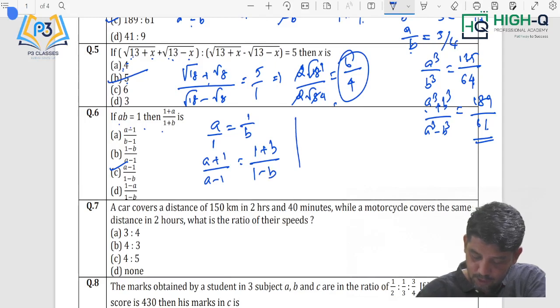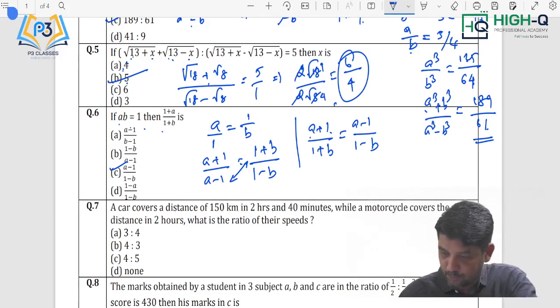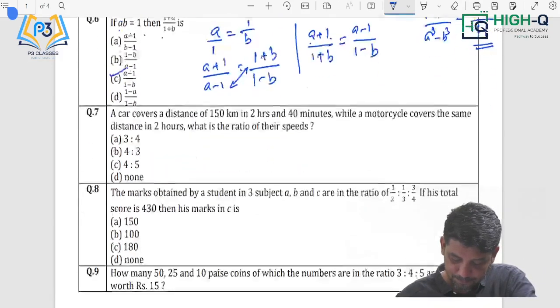Now alternando. What are you going to get? (a+1)/1 = (b+1)/1... a plus 1 by 1 plus b is equal to a minus 1 by 1 minus b. A plus 1 and 1 plus a are one and the same. So directly we can take this, my dear. Therefore our option is C.